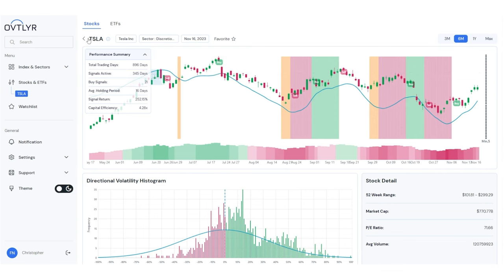When you type in the name of a stock, you can see the company's buy and sell signals. Timing is everything, so you need to know when to take action. OVTLYR guides you through market complexities to make investing feel crystal clear.